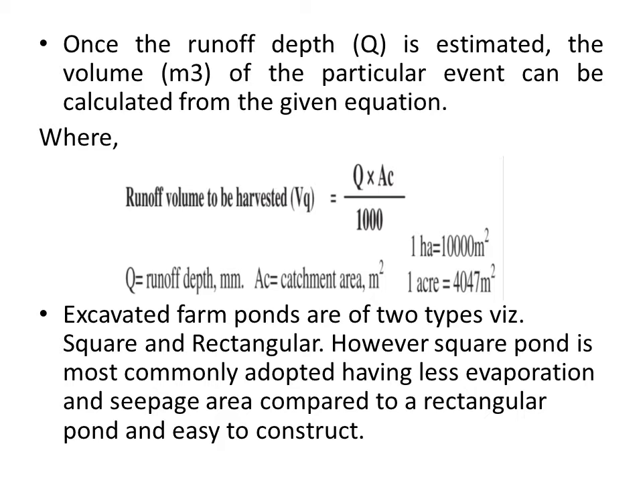Excavated farm ponds are of two types, namely square and rectangular. However, square pond is most commonly adopted, having less evaporation and seepage area compared to rectangular pond, and easy to construct. So there are two shapes, square and rectangular. Square is preferred because it will have less evaporation and seepage area.